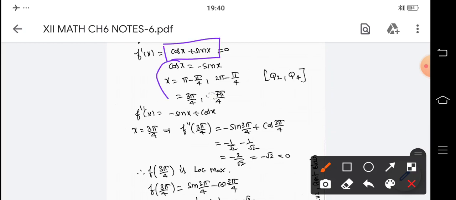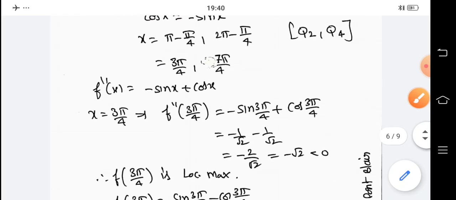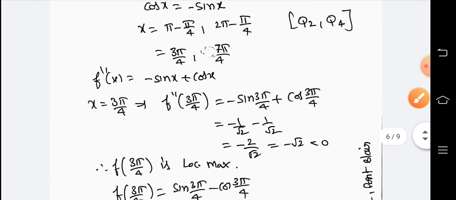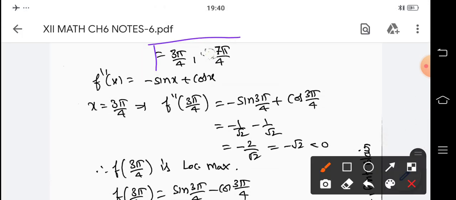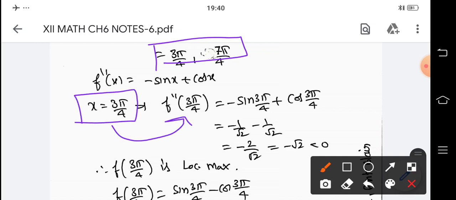The derivative of this will be minus sin x plus cos x, because the derivative of cos x is minus sin x, and the derivative of sin x is plus cos x. Now the critical points, what did we get? Here are the critical points. So x is equal to 3 pi by 4. We find f double dash of 3 pi by 4: minus sin 3 pi by 4 plus cos 3 pi by 4.